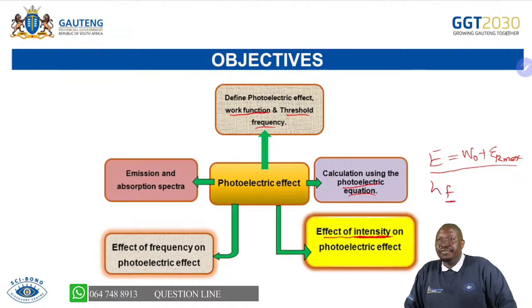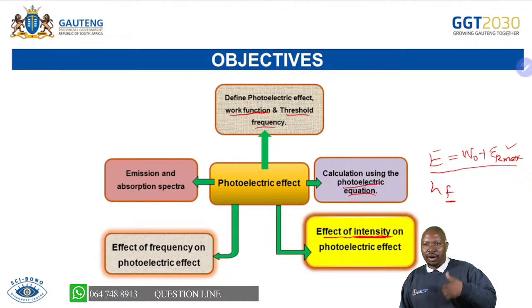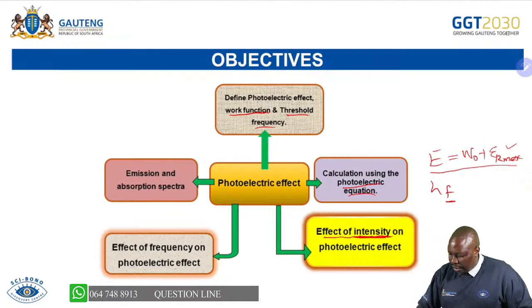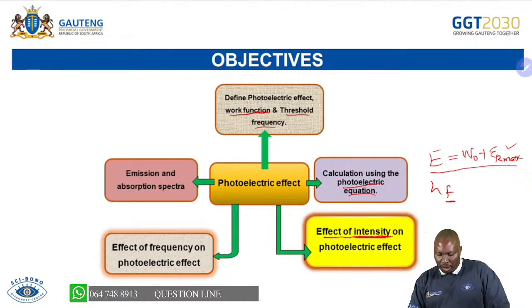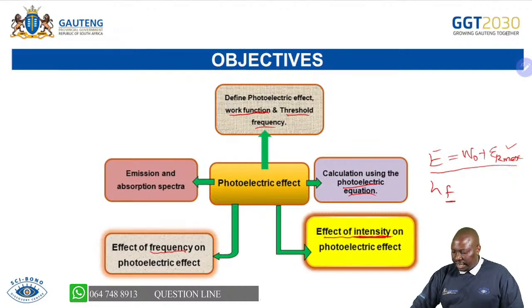What are the effects on the EK max and all that in terms of electrons? How will that affect our electrons? How will they behave? We're going to look at that as well, which is the effect of frequency. Lastly is emission and absorption spectra. You must know the difference between them. You must be able to define them as well.